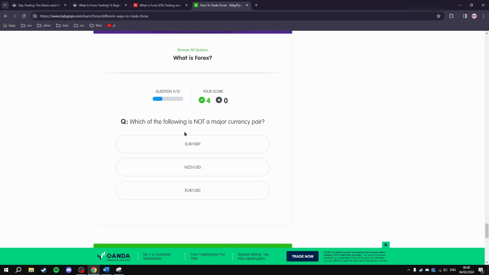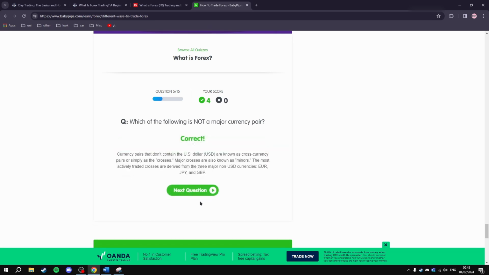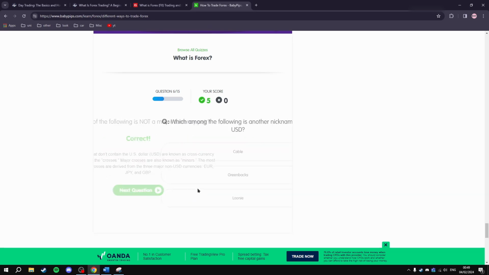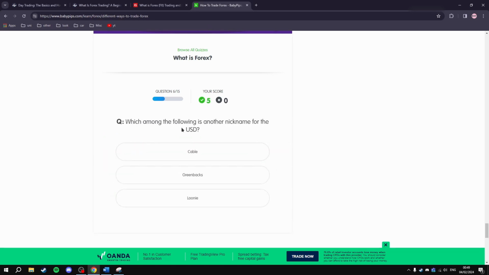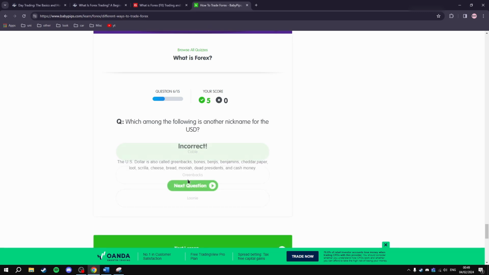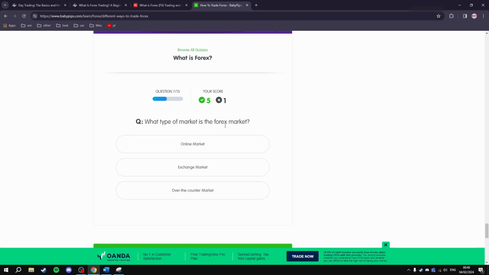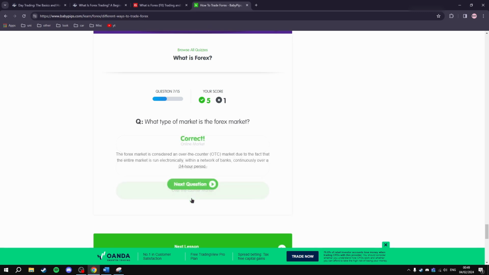Yep. Which of the following is not a major currency pair? All the major ones must have US dollars in. This one doesn't have US dollars. Yep. Which one of the following is another nickname for USD? Buck, isn't it? Yeah. What type of markets are Forex markets? Over-the-counter markets. The entire market is run electronically.